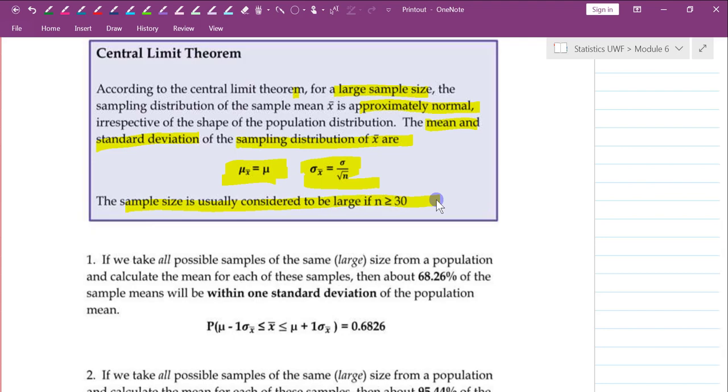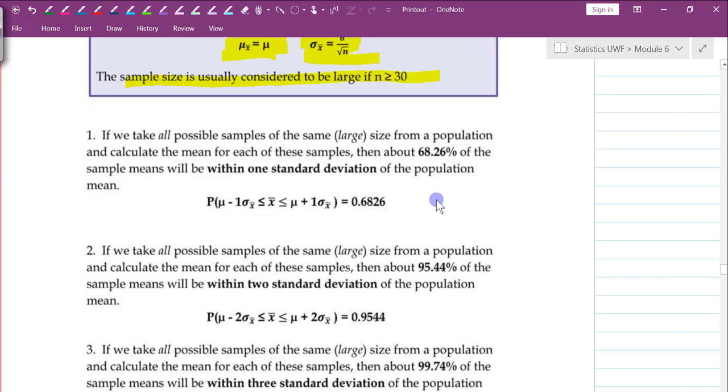Due to the central limit theorem, we can say that if we take all possible samples of the same size from the population and calculate the mean for each of these samples, then about 68.26% of the sample means will be within one standard deviation of the mean. So x bar plus or minus one standard deviation: approximately 68.26% of the x bars, not the data values, but the x bars, will fall within plus and minus 1 standard deviation.